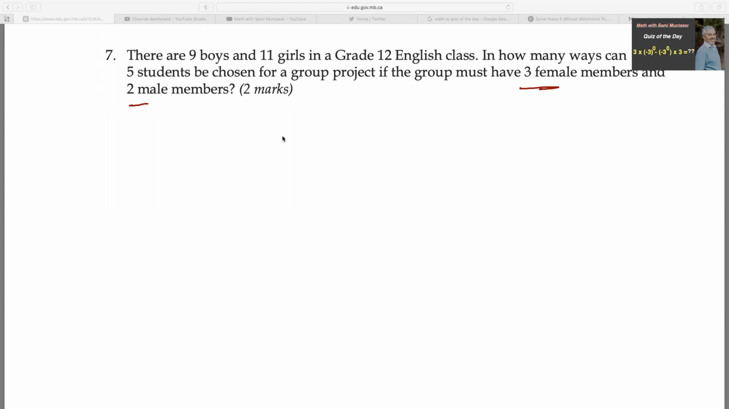3 of them are females and 2 are males. So basically what you need to do, you need to go to the 9 boys and choose 2 males. You have to choose 2 from the 9 boys, and multiply by choosing, from the 11 girls, 3. That's what you're doing.